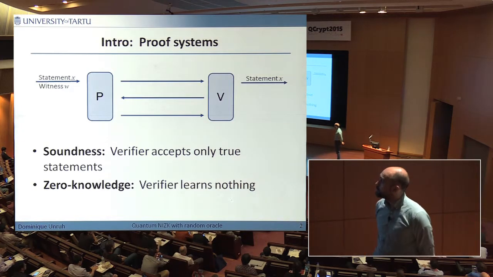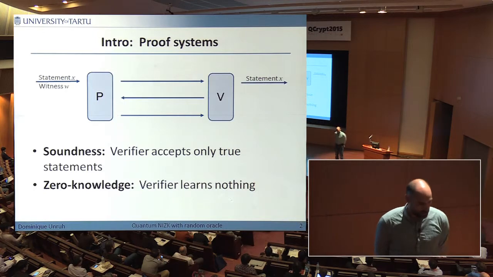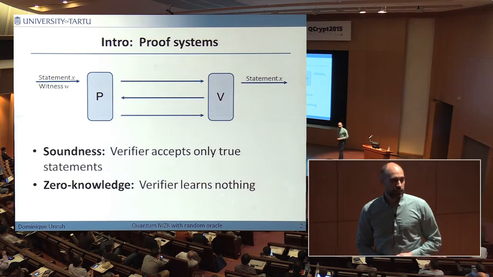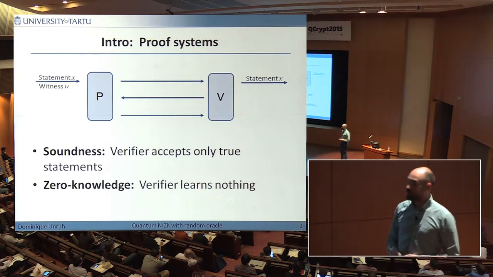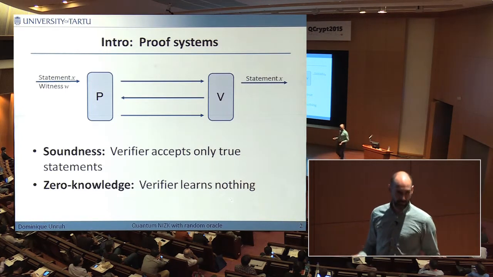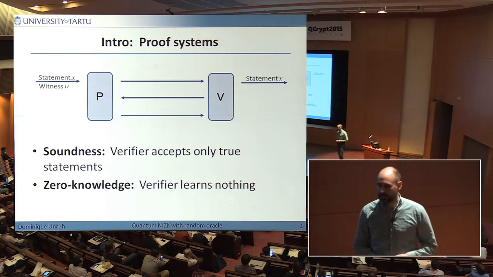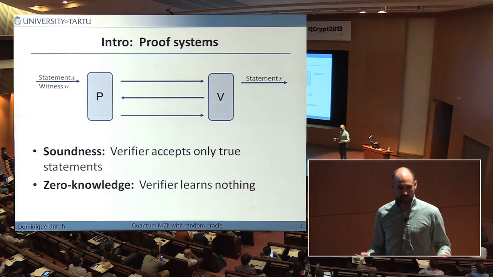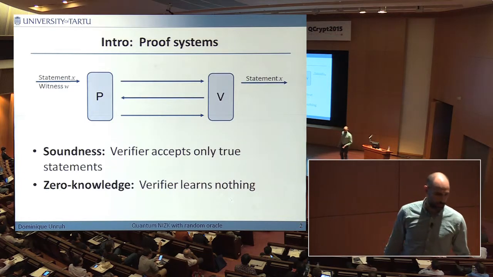So a proof system in general, the way we see proof systems in the cryptographic setting, is the following. Imagine you have two entities, a prover and a verifier, and the prover knows that a certain statement X is true. In cryptographic examples, this may be, for example, something like X is a ciphertext, and the statement is that it's a ciphertext that encrypts 0, or something like that.